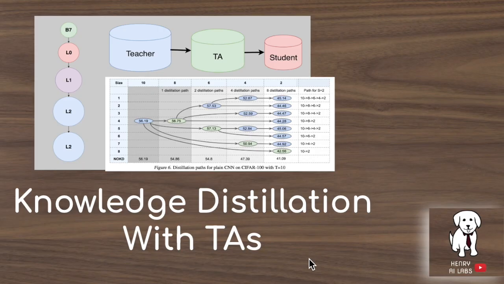Thanks for watching this presentation on knowledge distillation with teaching assistants, having these intermediate networks in between the teacher and the student in order to improve the pipeline. This is also a similar idea to what's presented in the new self-training with noisy student, where you go from B7 to L0, L1, L2, and L2 instead of going directly from B7 to L2.